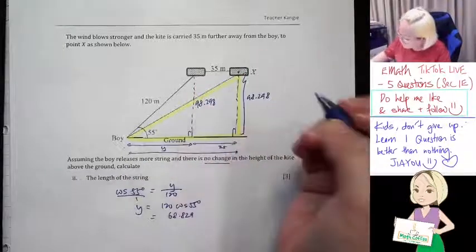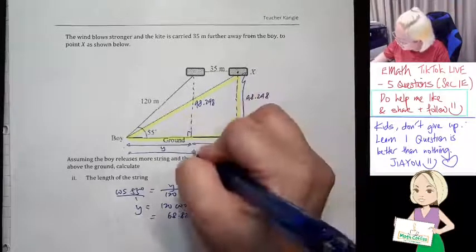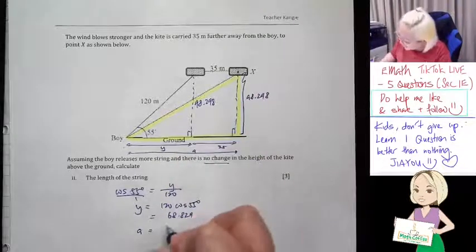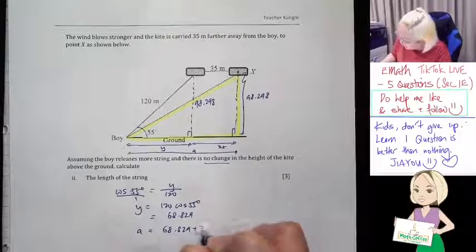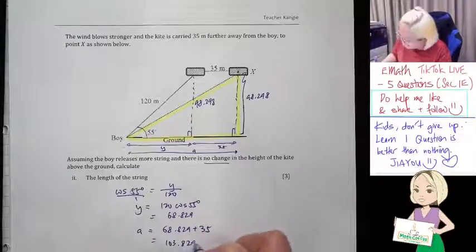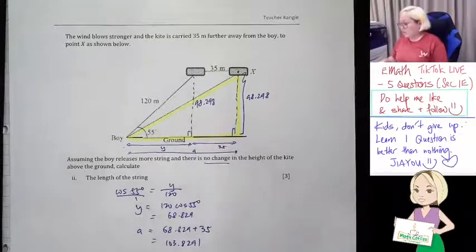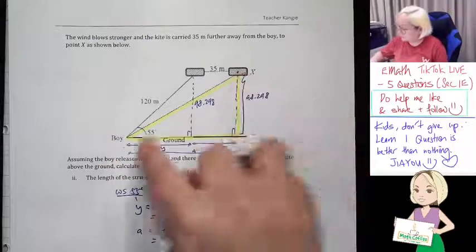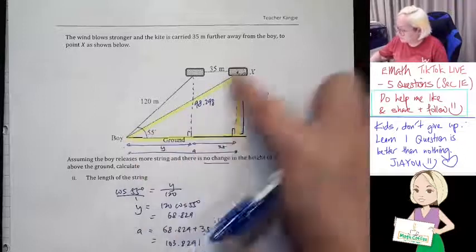So this length from here to here, maybe I should give some label, A. So now my A is 68.829 plus 35. So that will give me 103.8291. Okay, so now kids, you see over here, I need to find this.